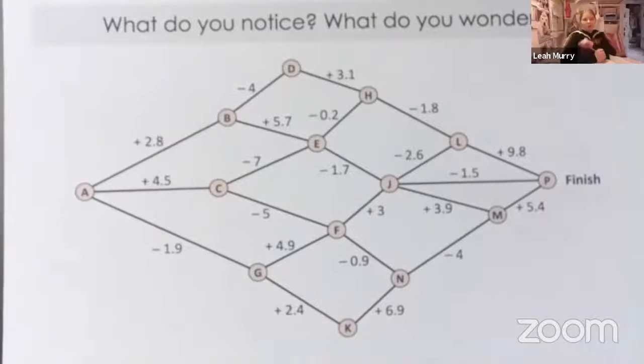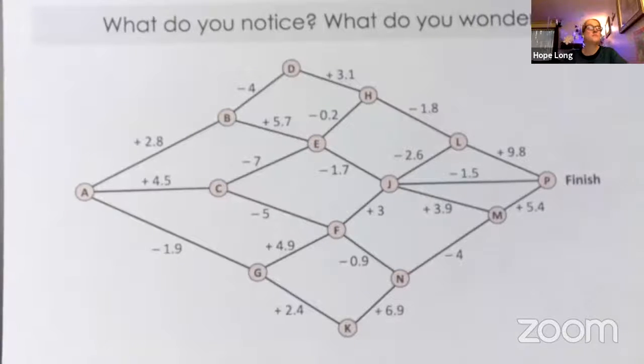What do you wonder? I noticed there was a finish, by the P it says finish. So maybe it's like, we're gonna have to do different problems to make a word that ends with the P, because that's by the word finish. Okay, great.